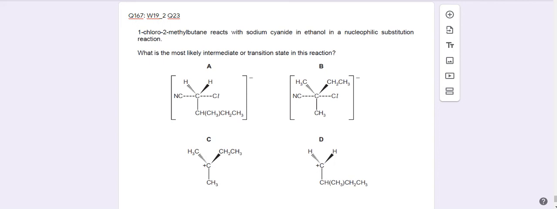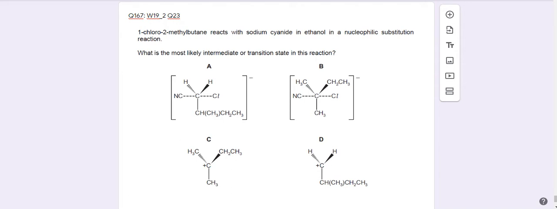Chapter 16, question 167. 1-chloro-2-methylbutane reacts with sodium cyanide in ethanol. What is most likely the intermediate or transition state in this reaction?